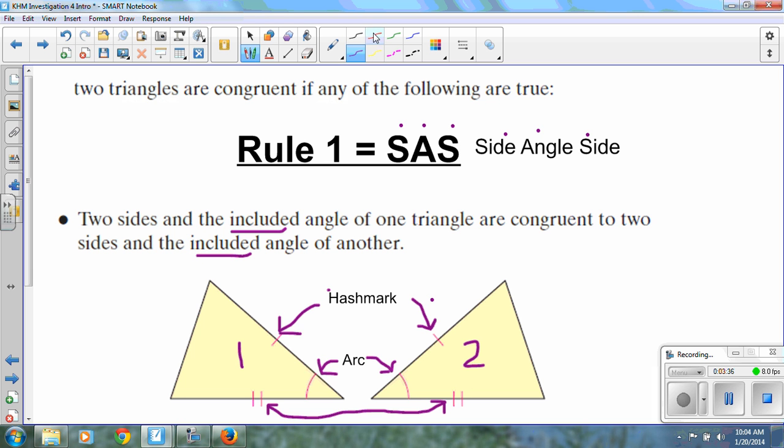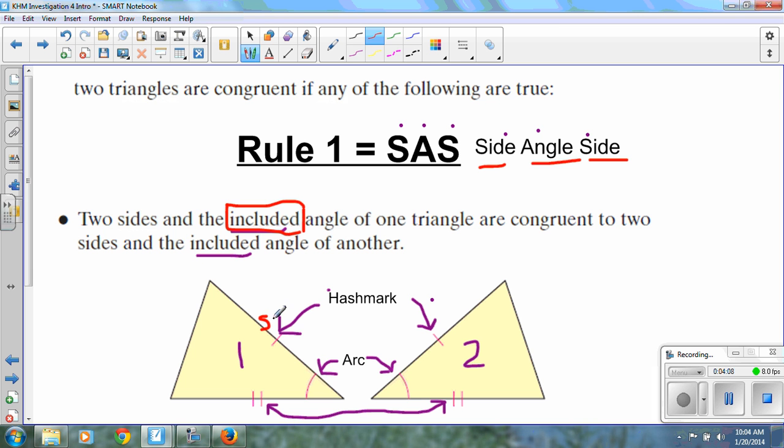Now, what tells me that these two shapes are congruent is this rule: side, angle, side. It's important that it goes in this order. It's important that the angle is in between both of the side lengths. That's why it says included angle. It's the angle that's in between the two side lengths.